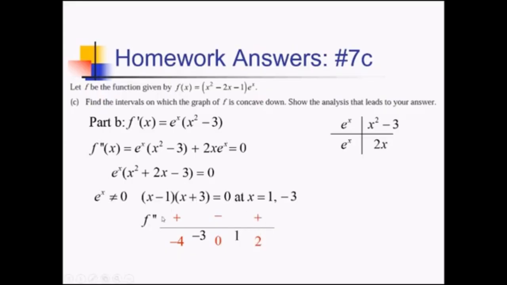Since I've shown that f double prime is negative on the interval from negative 3 to 1, I've shown that f is concave down from negative 3 to 1.